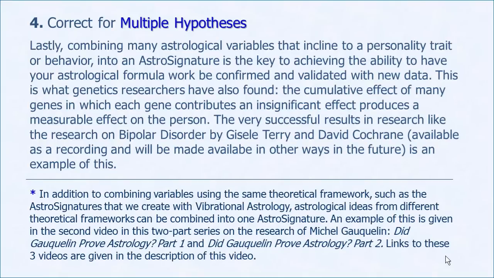Could we bring those different models together, like this Hellenistic model that is based on maybe essential dignities and what we call sect, where you're born at day or night, and you have Vedic, which is a completely different set of variables, and vibrational astrology, a completely different set. What if different astrological systems all work, or some of them work, using different sets of rules? No problem. Very exciting. You can just combine them together into an AstroSignature. Why not? You can have an AstroSignature based on Vedic astrology, another one based on Hellenistic, another one based on vibrational astrology. Combine them all together into one large AstroSignature.